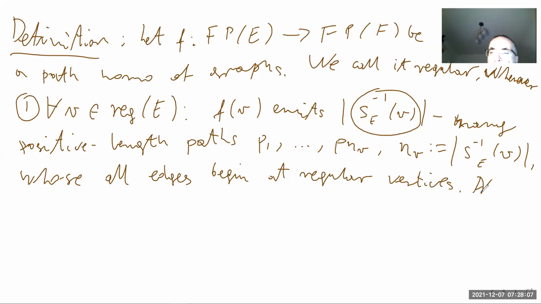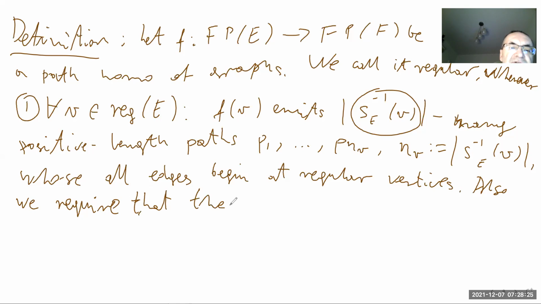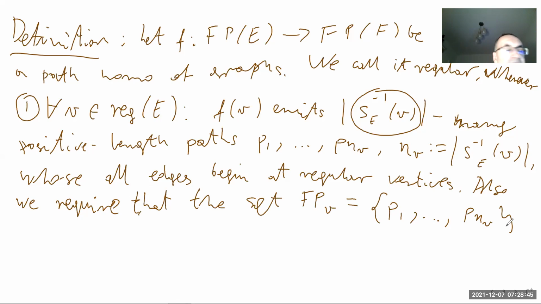also will require that the set, I'm going to denote as FPV, finite paths, not starting at V, actually starting at F of V, but let me see this notation. So the set of paths which I labeled above, so P1 up to P and V, that this set is constructed in the following way.